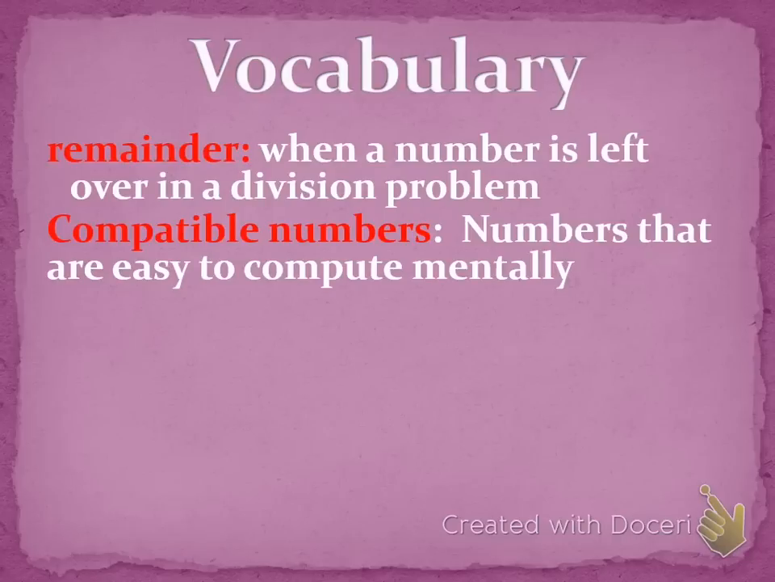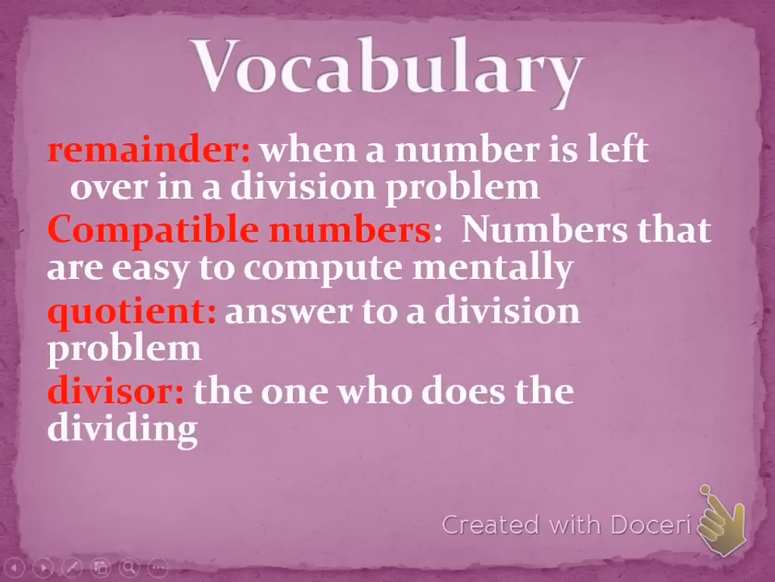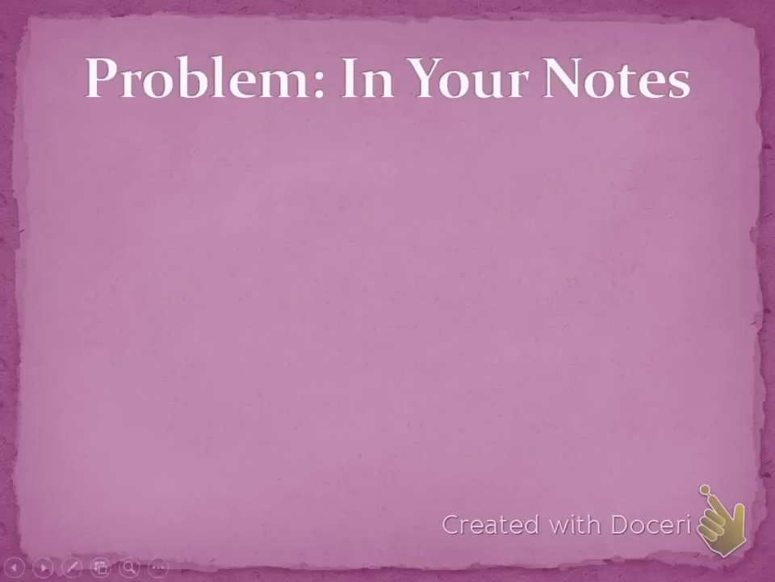A little review. Compatible numbers are numbers that are easy to compute mentally. A quotient is the answer to a division problem. The divisor is the one who does the dividing. And the dividend is the number that is being divided.